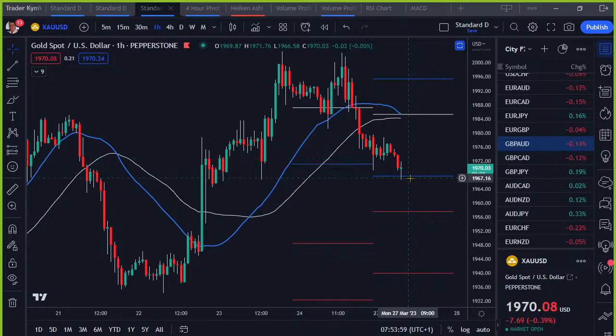Already hit the S1 here. If it carries on pushing through, there's a good probability it will hit the S2. I would like to see a little retrace and then sell off before I was going to do anything like that though.